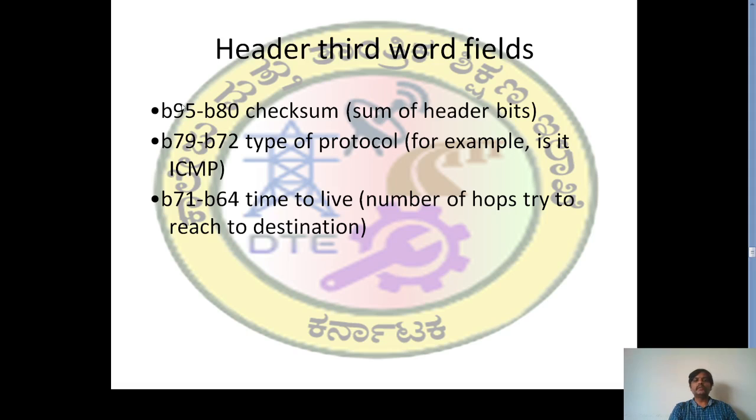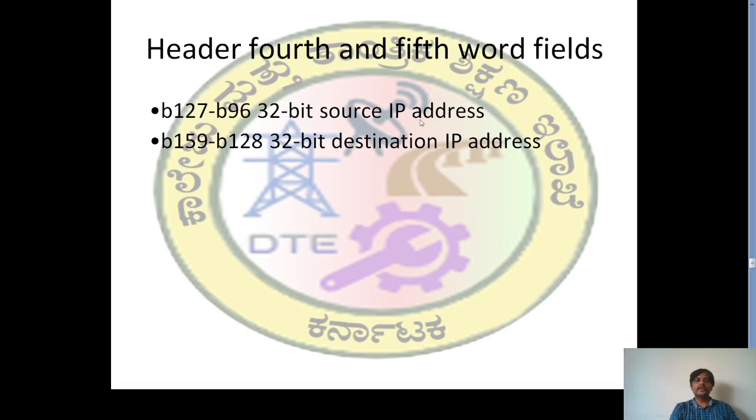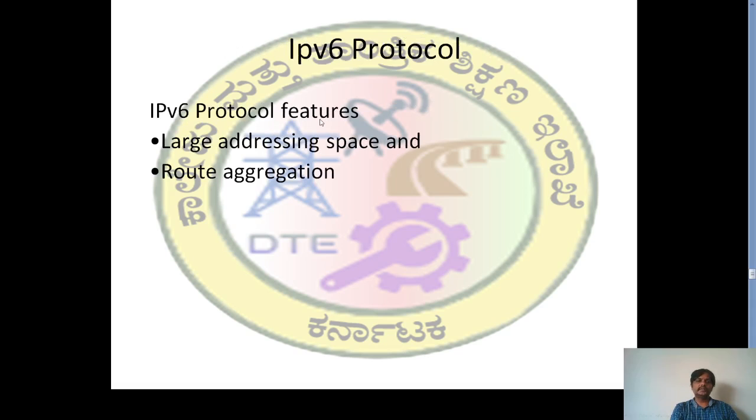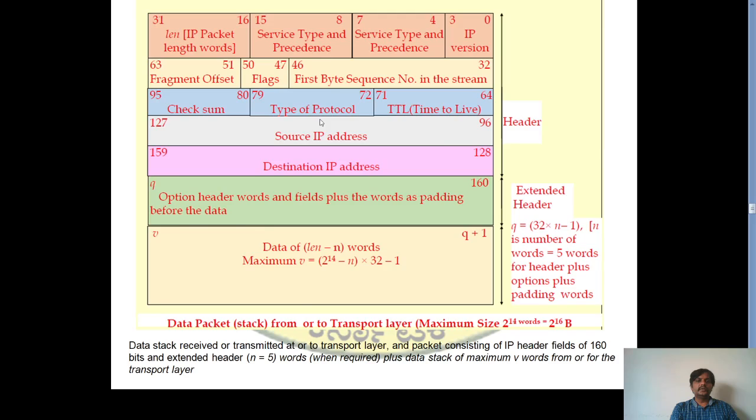80 to 95 bit numbers, checksum, sum of header bits that is going to be calculated before sending the data, and 128 to 159 that represents 32 bit destination IP address, 96 to 127 bit numbers that will represent the source IP address. So this is about IP version 4 protocol.